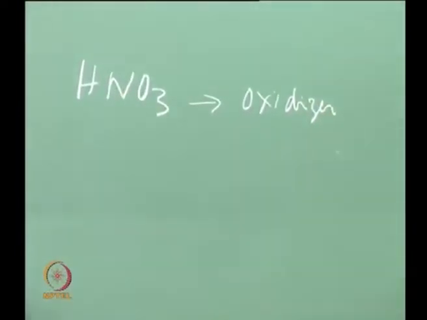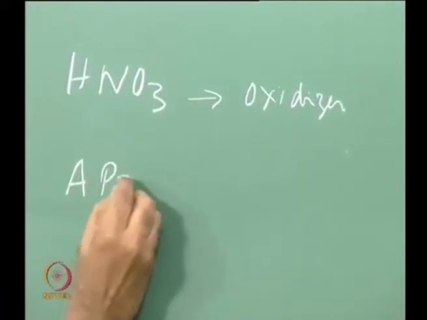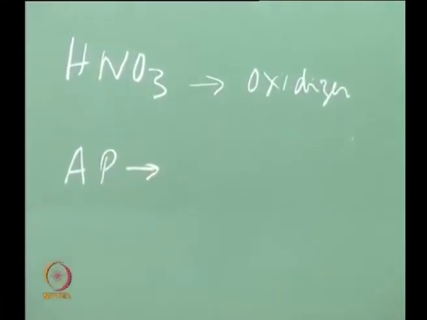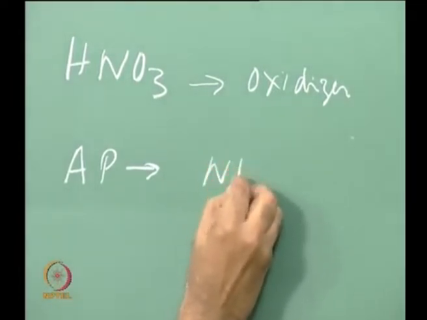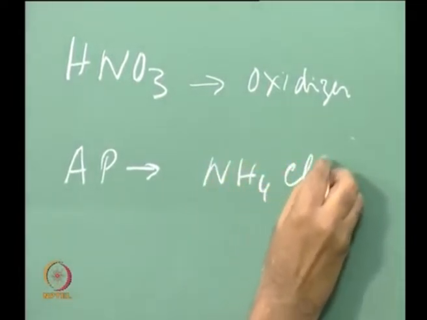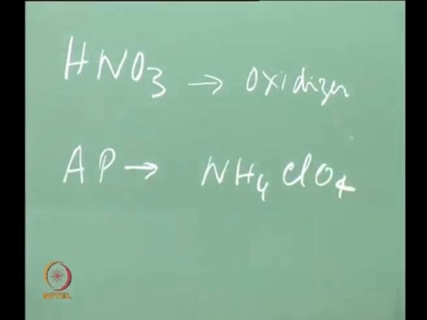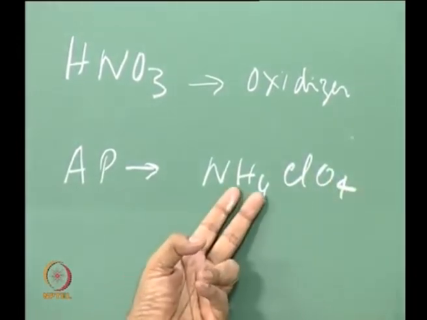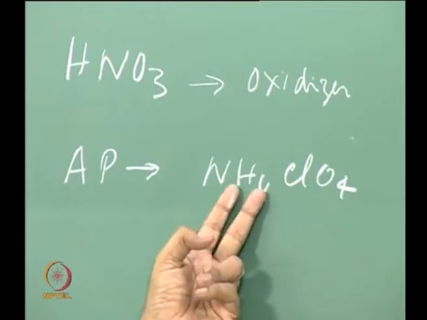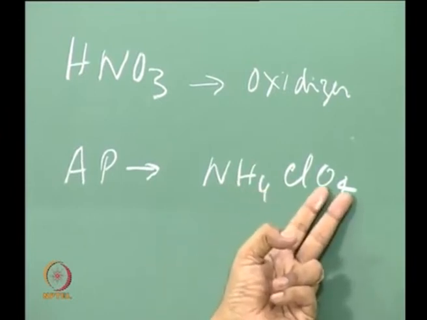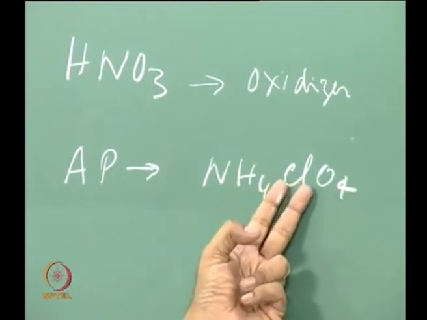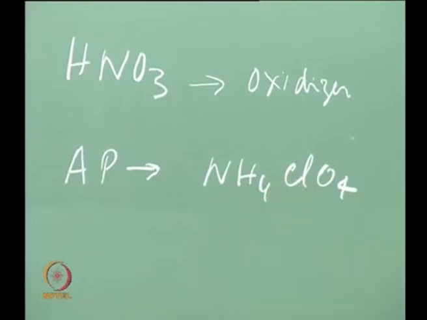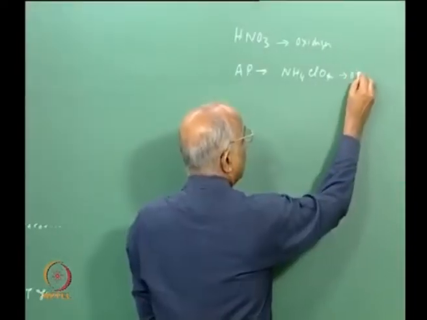If I have a substance like ammonium perchlorate, all of you would have heard of it. It is a very widely used oxidizer for solid propellant rockets. The formula is ammonium NH4ClO4. I have 4 atoms of oxygen, but I have 4 atoms of hydrogen requiring only 2 atoms of oxygen for oxidization. I have chlorine, which is again an oxidizer. Therefore, it can also be used as an oxidizer.